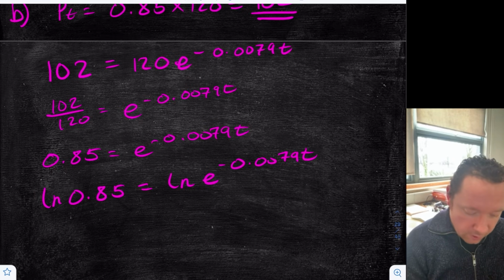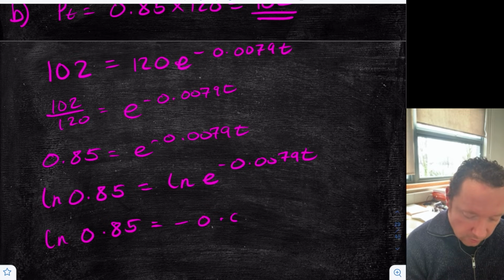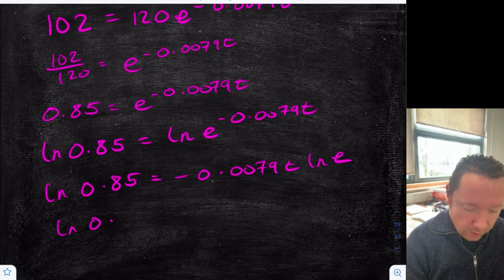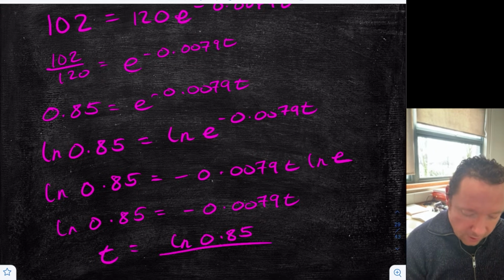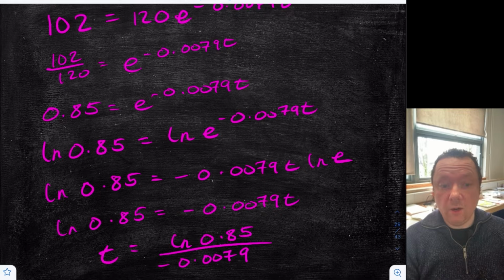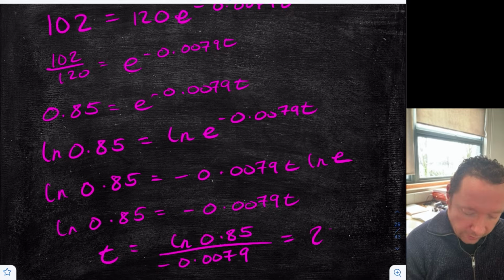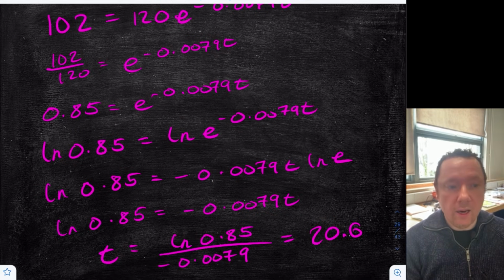Pretty standard stuff. That means that log 0.85 equals, take the power down, minus 0.0079t times the log of e. But the natural log of e is 1. So that means that log 0.85 is just equal to minus 0.0079t. And therefore t is the natural log of 0.85 divided by minus 0.0079. And we can just get our calculator out and type log 0.85 over 0.0079, with a minus in front, of course, and you'll get 20.6. And the units were years.